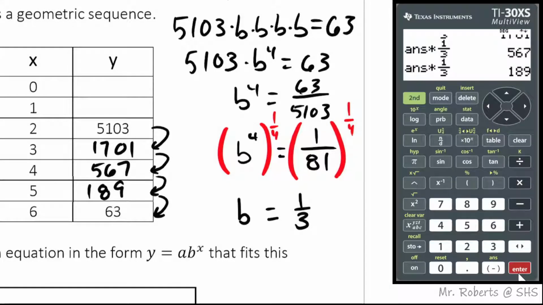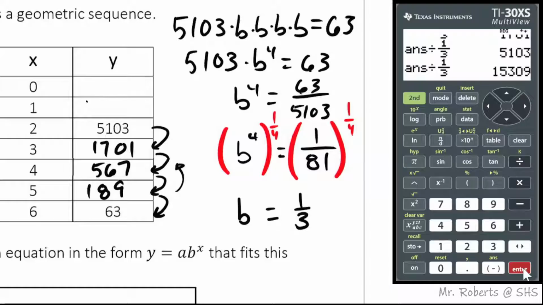Enter again, it gives me 189. That's great. If I want to go the other direction, instead of multiplying by 1/3, I can divide by 1/3, or I can just multiply by 3. But I'm going to say let's divide by 1/3. So notice what happens when I do this. It goes from that 189 back to 567, back to 1701, back to 5103.